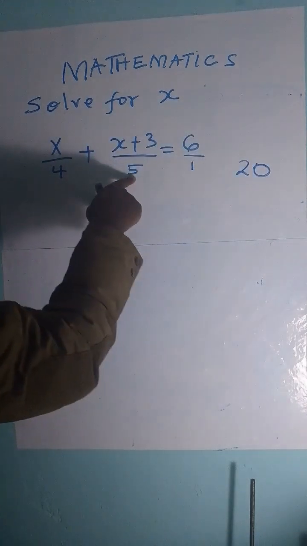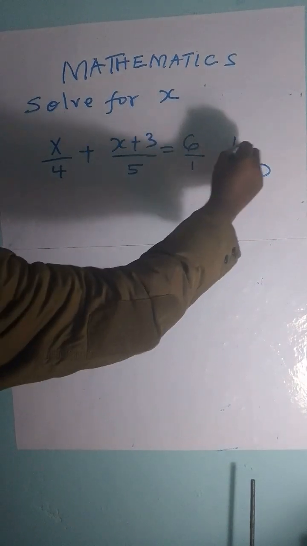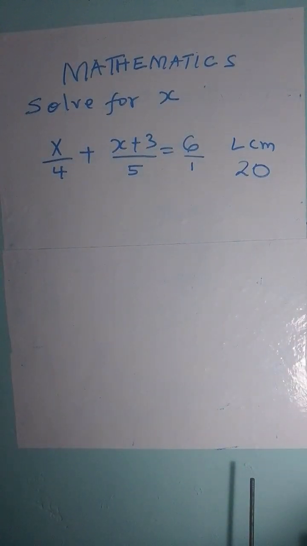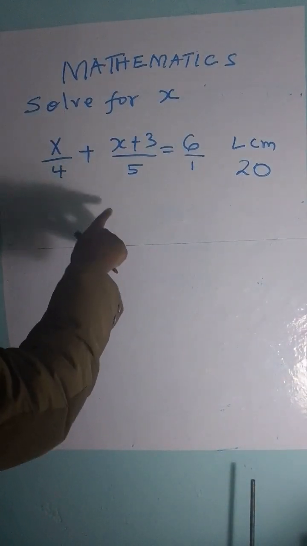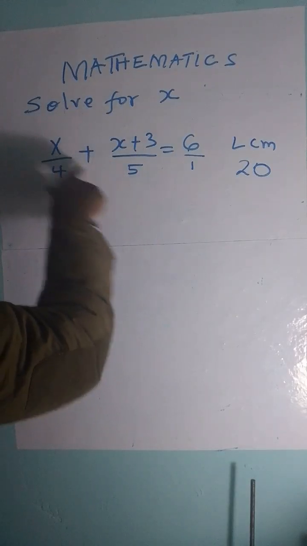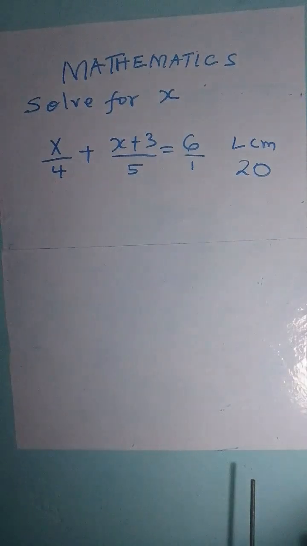The LCM of 4, 5, and 1 is 20. You just multiply these, that is 20. After you get your LCM, so LCM is 20, you multiply each term by the LCM. This is the first term, second term, and the third term.